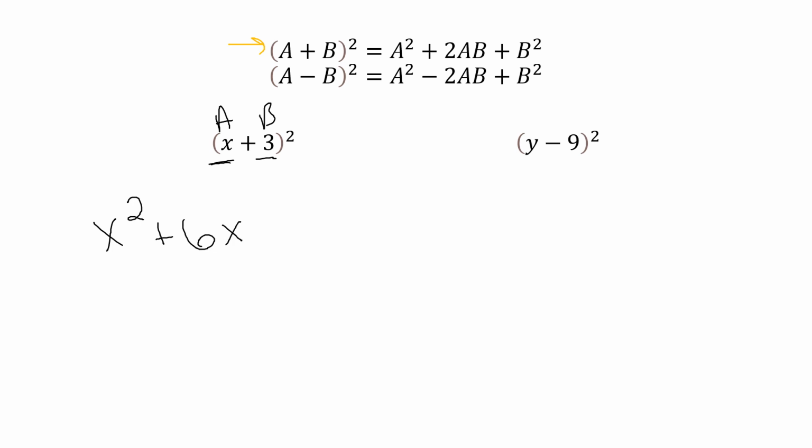And then b squared. So 3 squared is 9. So that is my first problem worked out. And now let's look at our second one.